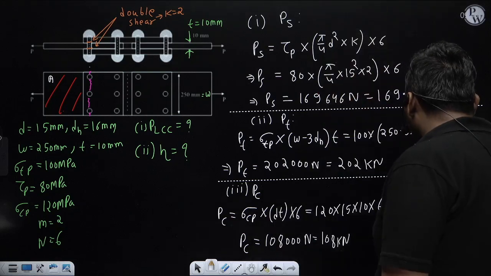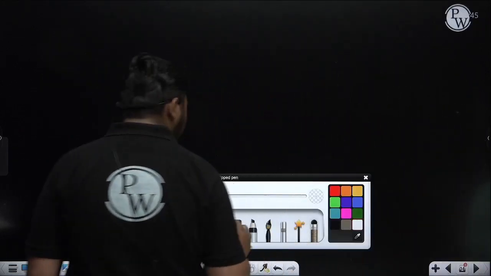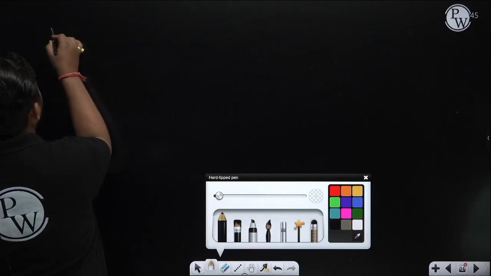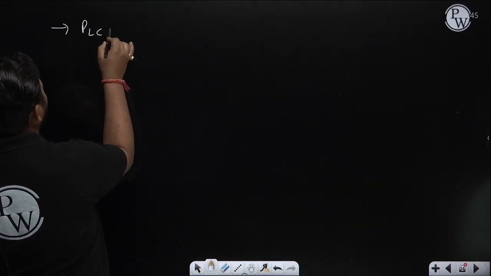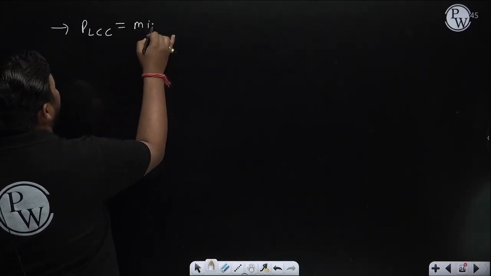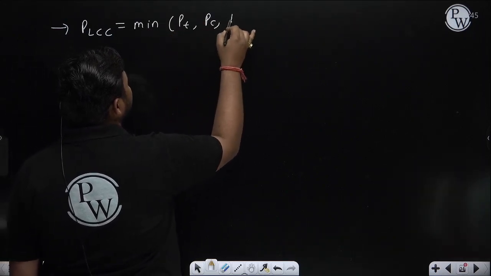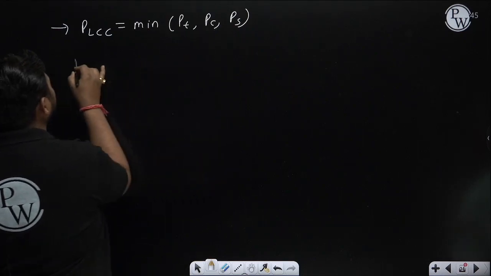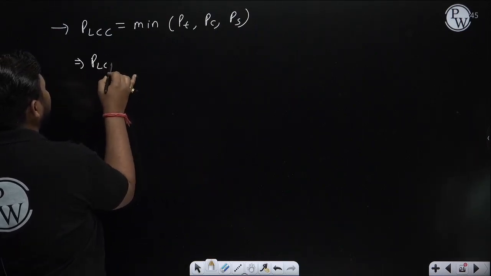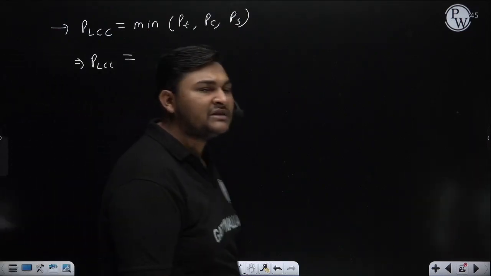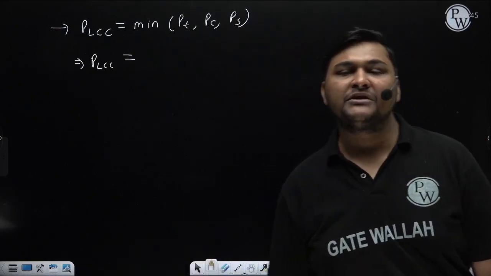Now we have to calculate actual load carrying capacity. Our main objective is to calculate actual load carrying capacity. Now what will be the expression of actual load carrying capacity? It will be the minimum of PT, that is tearing load carrying capacity, PC, that is crushing load carrying capacity, and PS, that is shearing load carrying capacity. Means the minimum value out of PT, PC, PS is nothing but the actual load carrying capacity of this system.